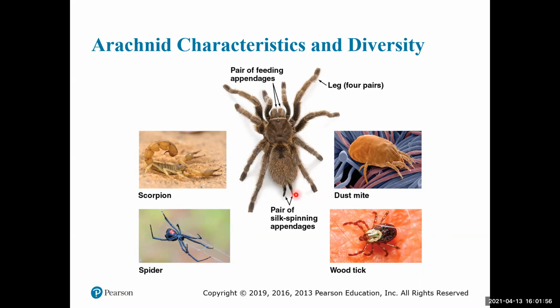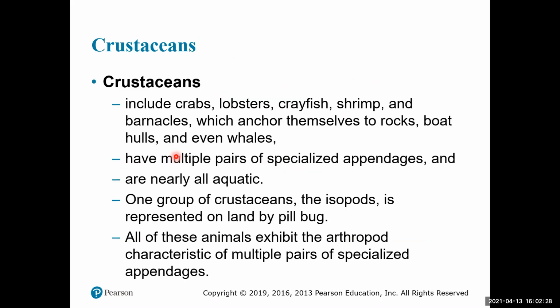Your spiders will also have some modified appendages that are important for making their webs, so those silk-spinning appendages. And again, depending on the species, like your scorpion will have modified claw appendages, and then it also has that tail, which is used for defense and also used as a mechanism to subdue their prey, right, to poison and kill their prey.